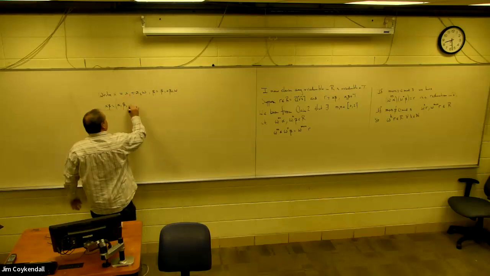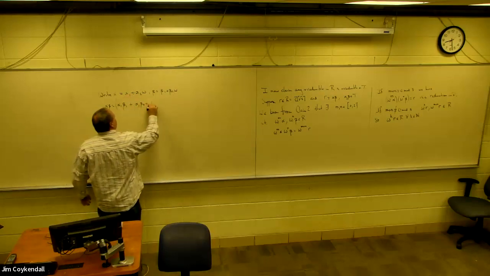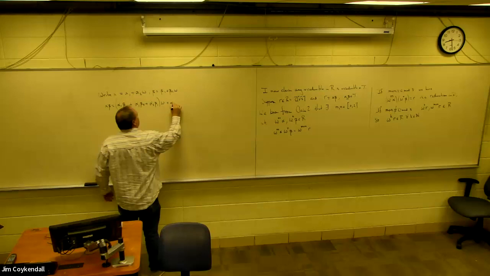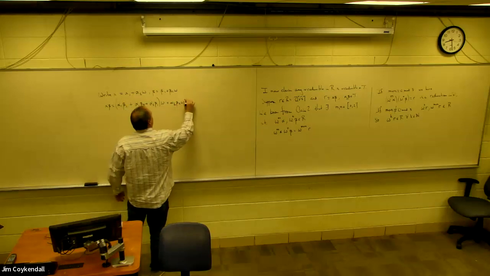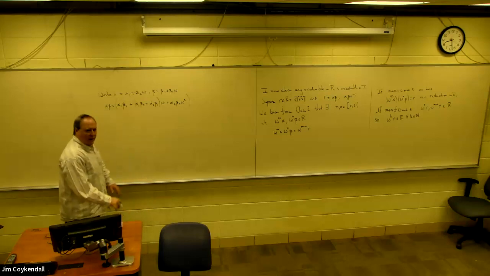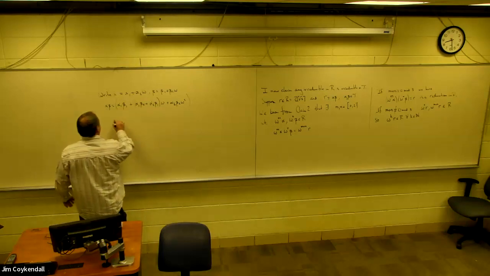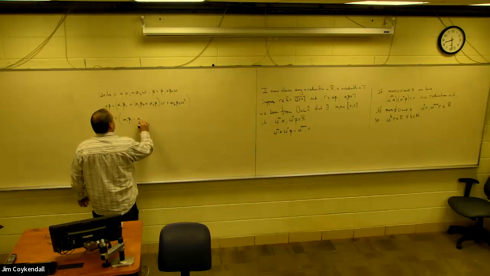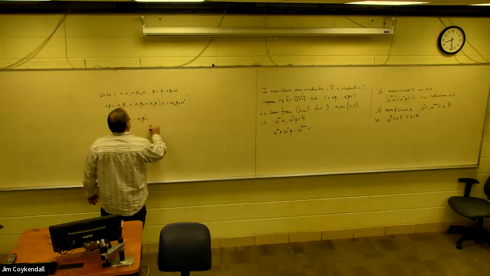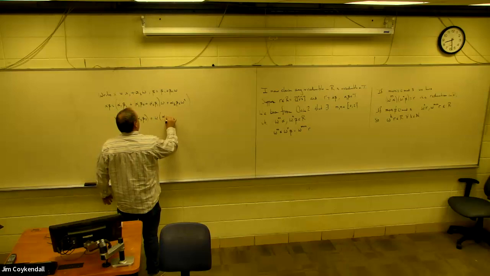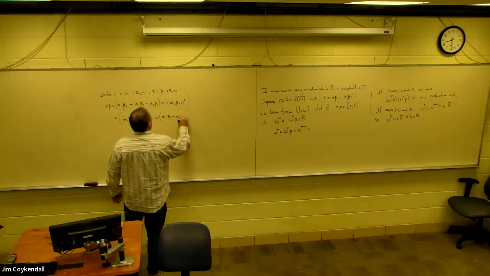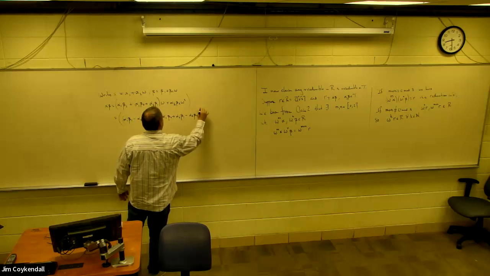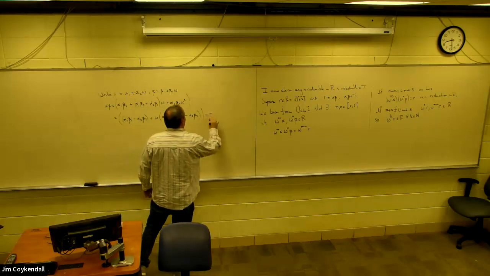Well, I'll go ahead and bite the bullet. Plus alpha 1, beta 2, plus alpha 2, beta 1, omega, plus alpha 2, beta 2, omega squared. All right, let me rearrange this a little bit. Minus alpha 2, beta 2. Alpha 1, beta 2, plus alpha 2, beta 1, minus alpha 2, beta 2. And this is my famous R.